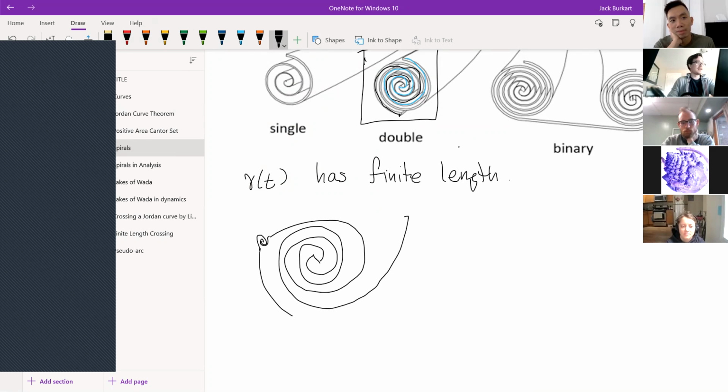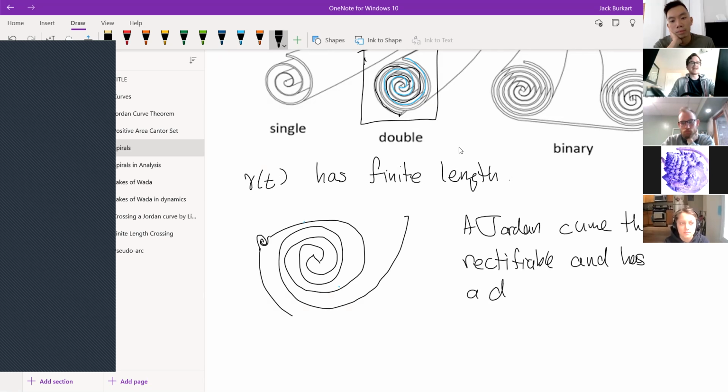And then I can keep on iterating this construction. So maybe I can guarantee that this spiral has length 1. And then the second spiral I had has length 1/2. And then you just keep on choosing points, and you keep on replacing it by spirals. And what you can actually achieve is a Jordan curve that's rectifiable and has a dense set of infinite spirals.